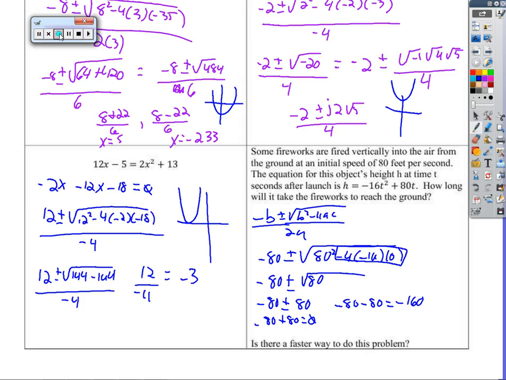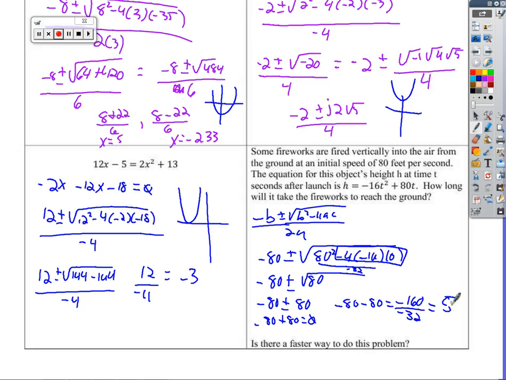Alright, I sat down here to take a look at this problem, and I realized I had forgotten to bring along my 2a. So I'd forgotten to bring along here my negative 32, and divide this by negative 32, which gives me 5 seconds.